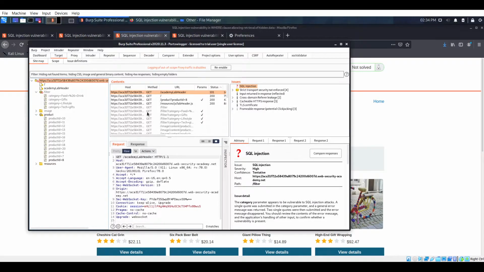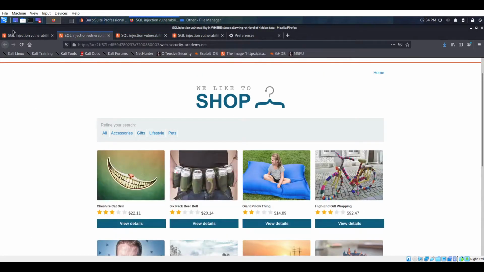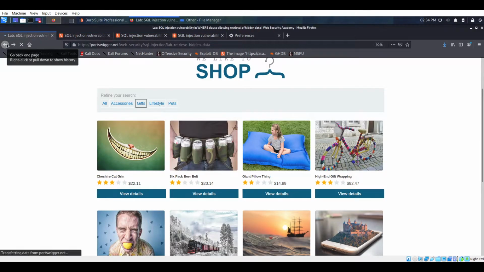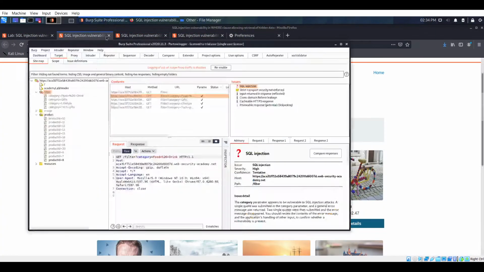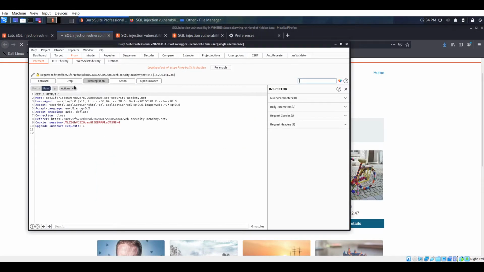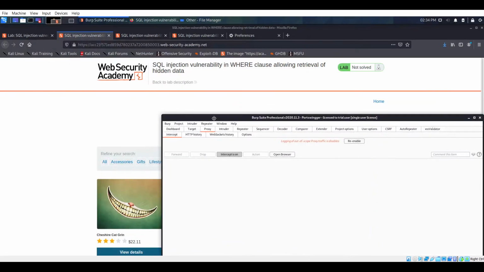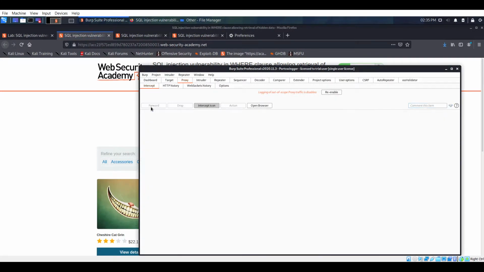Wait, checking recording. Okay, these are two input areas with the question mark after, and it's asking us to, I don't know actually, hold on, it's asking us to hidden data with what's not released. So I'm going to send one of all because we want all of the data. Okay, maybe.